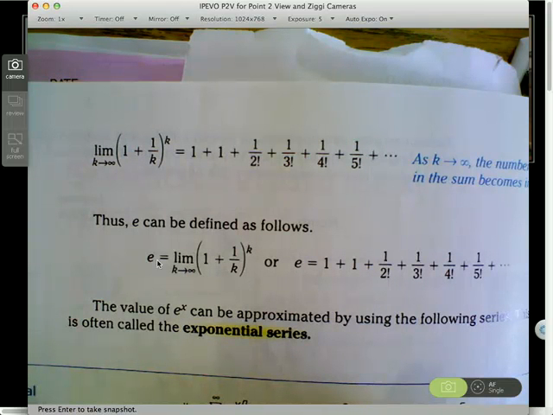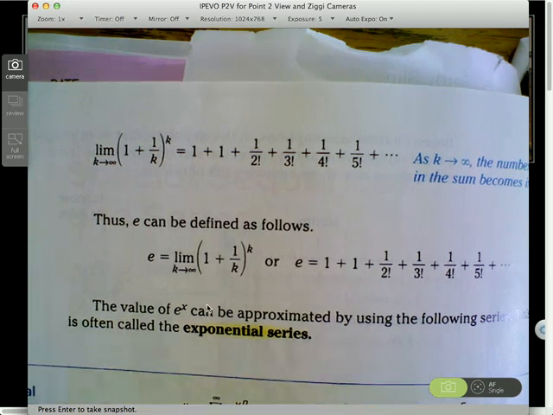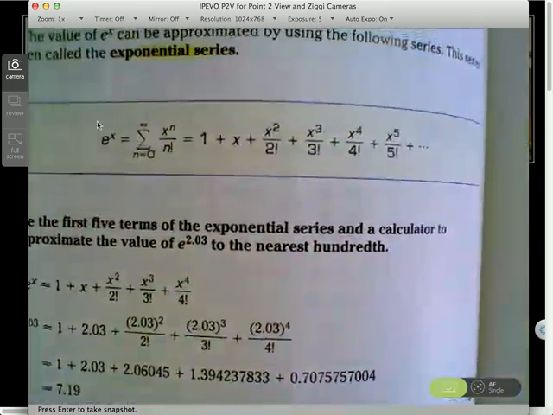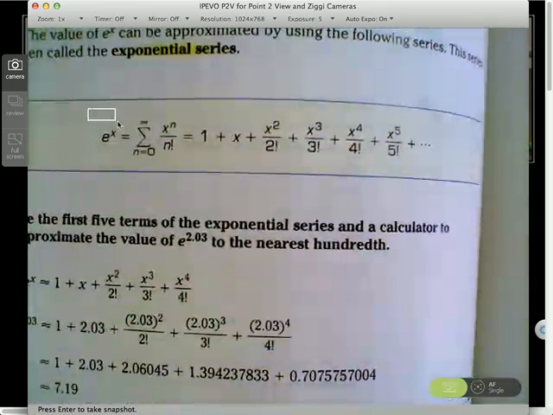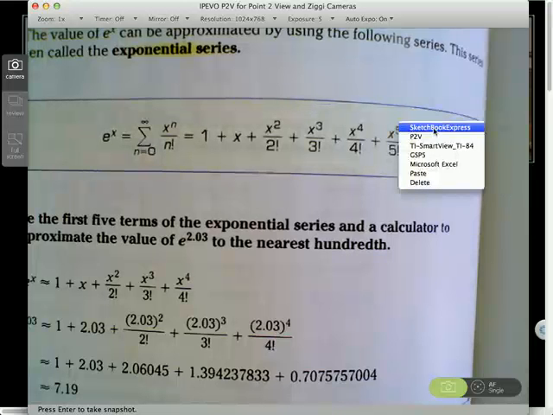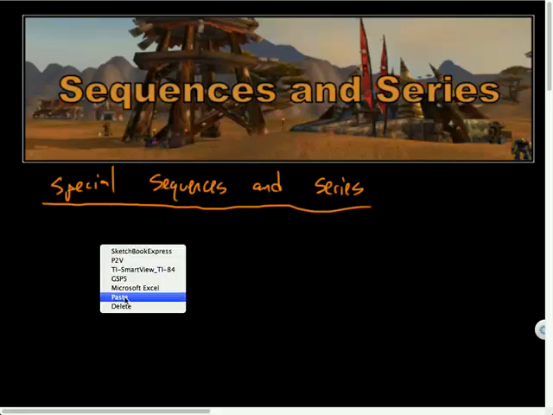And then it turns out, once you know e, you can approximate e to the x using the following series. So this guy we'll write down and take a look at together. Let's see, can I get a non-glitched snapshot? Yes, I did.